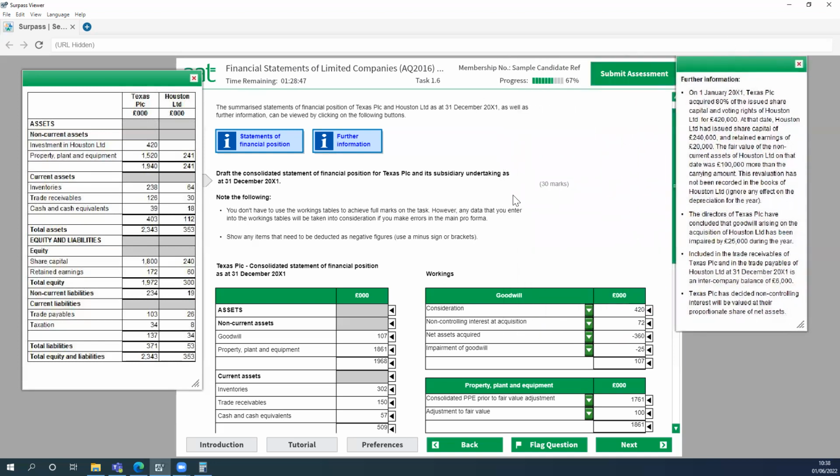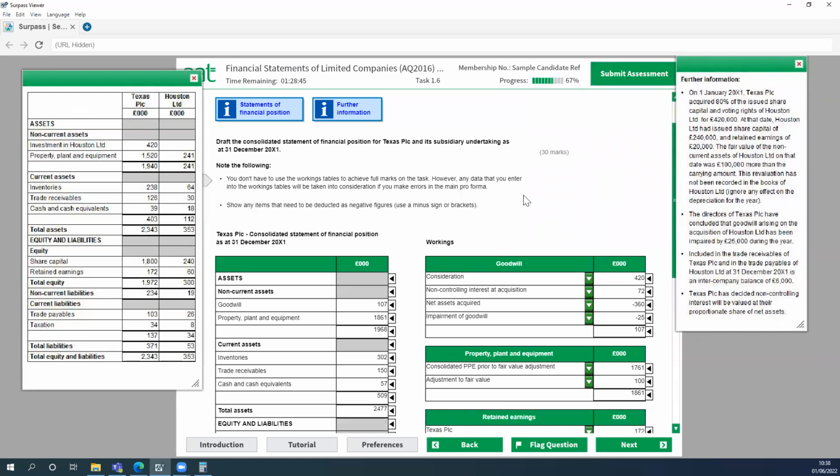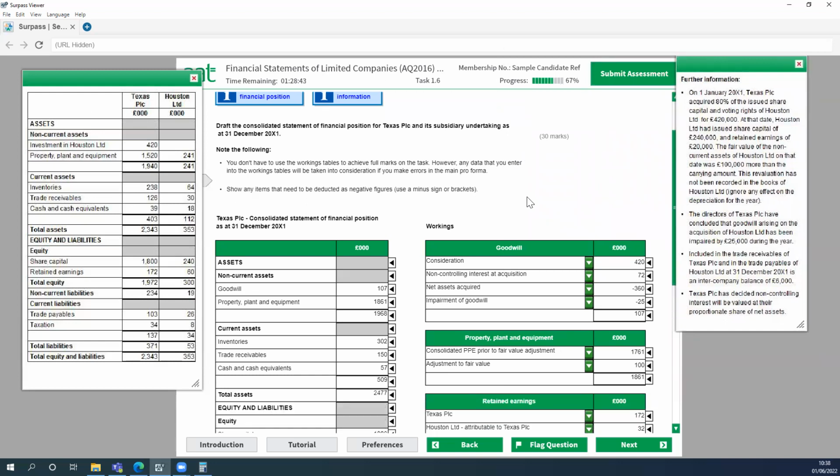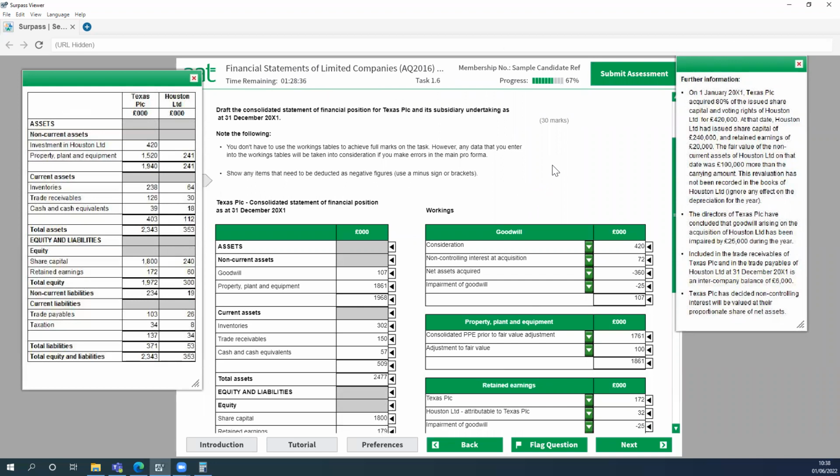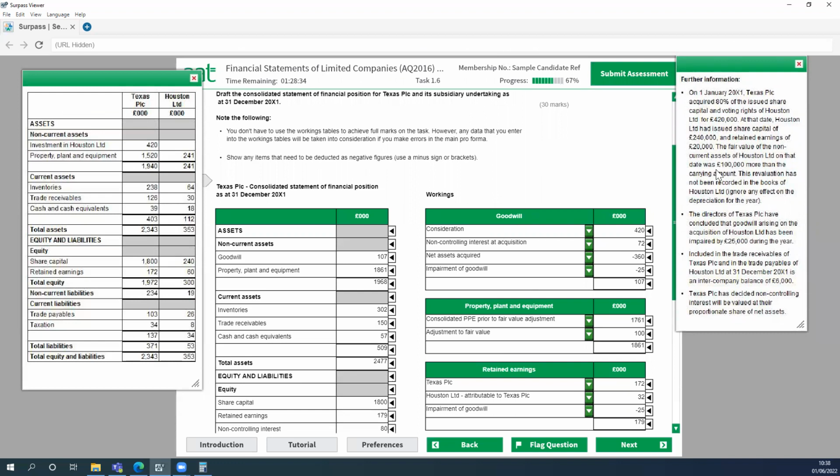So the first thing I'm going to do is the goodwill. I always tend to do goodwill, non-controlling interest and retained earnings, so I'll do it in that order. Okay, so the first thing we've got is consideration of £420,000. That's the investment in Houston, see? That 420,000, it tells us that in the notes. So what did they buy for that? So the net assets acquired at the time of acquisition.